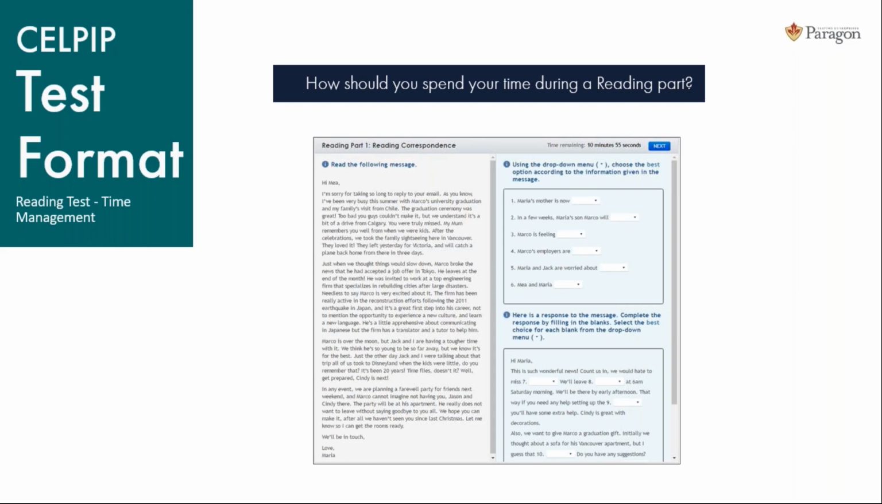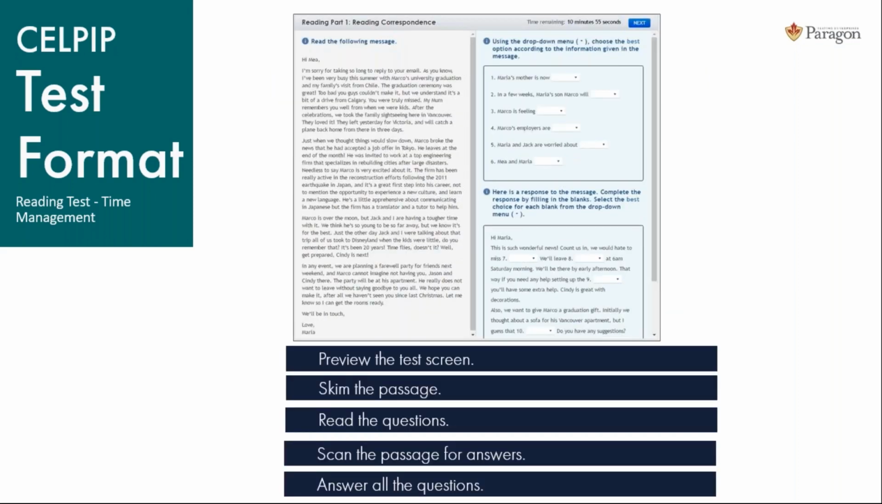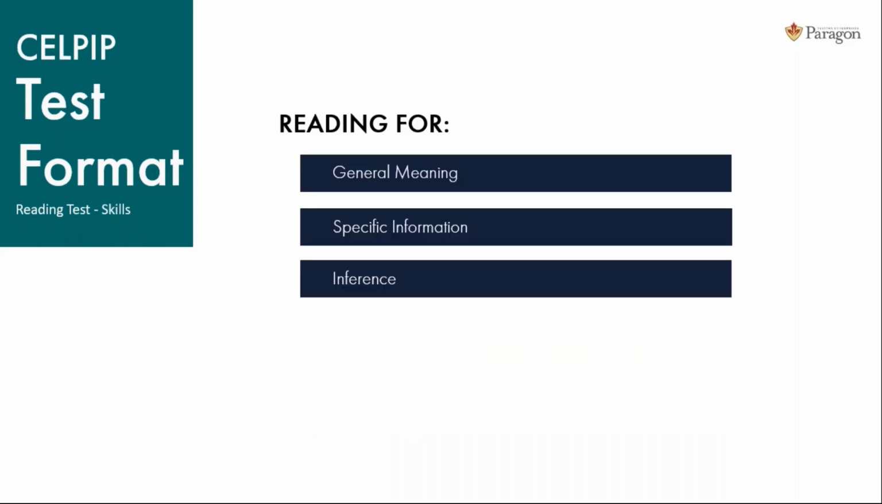And the second task, again, is a bit challenging, I find, and you want to practice that. It requires you to think a little bit more deeply and maybe make a few inferences as well. So it can be a little bit challenging filling in the blanks there. Good. All right, so review the test screen, skim the passage, read the questions, scan the passage for answers, and answer all the questions. This is recommended, but again, what works for you is what's really important.